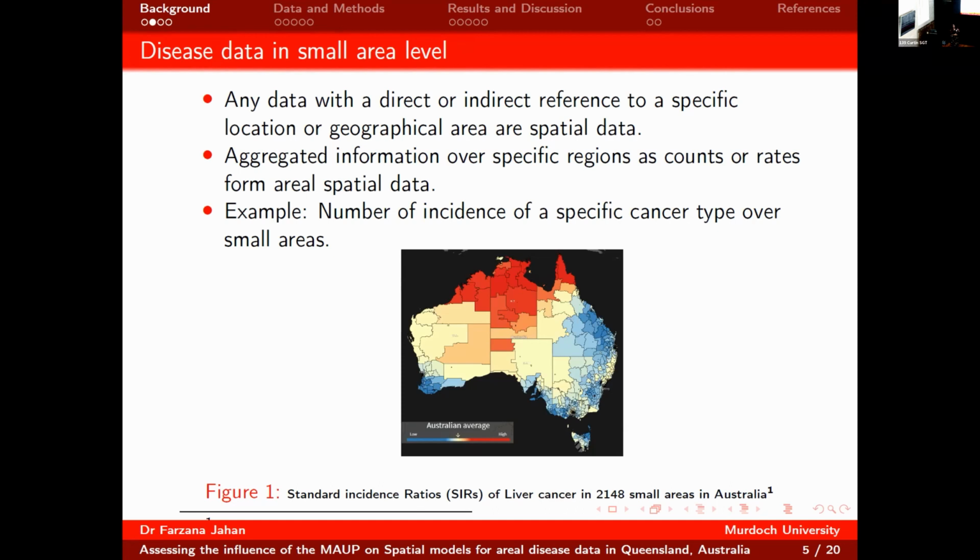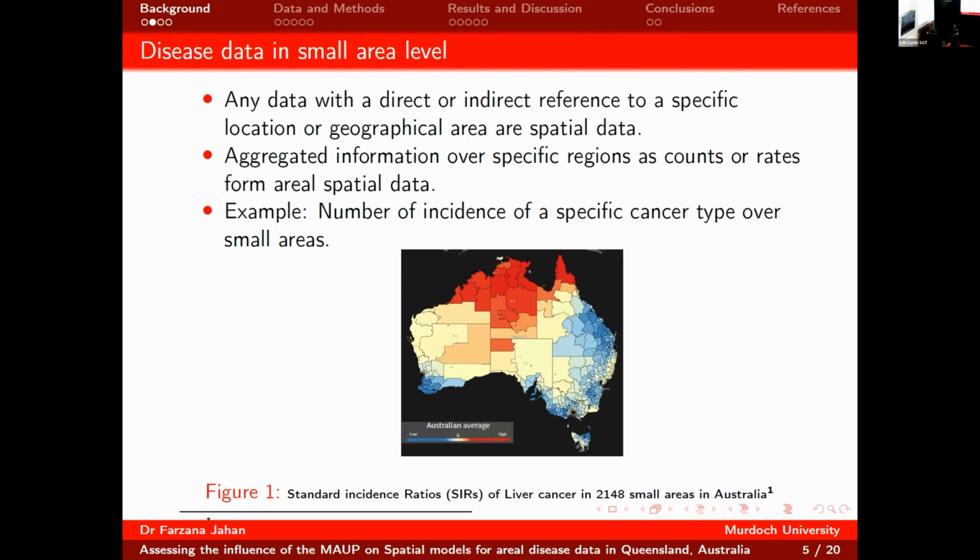And the different colors here are showing how the incidence of liver cancer varies in specific regions. So when you see the neutral color, that means a specific region has a similar incidence to the Australian average. The cooler colors are for lower than the Australian average, and the hotter colors are higher than the Australian average. And you can see the patterns and clusters going on in this map.